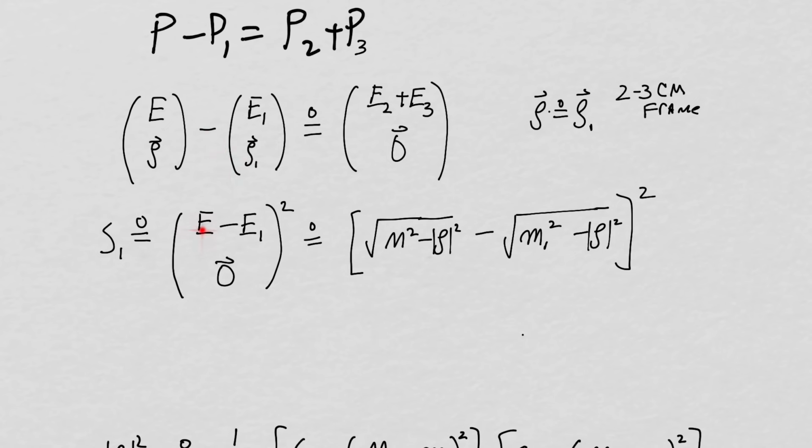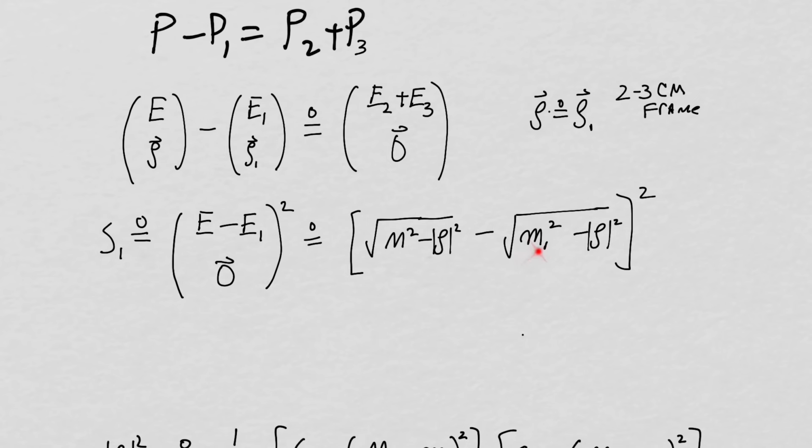And so now I can write E minus E1 squared over 0. And this is super easy to calculate, right? I don't have a magnitude of 3-momentum term, right? If this was not 0, I would have to square this and subtract the magnitude of this 3-momentum squared, which I don't have to do now. So now I just take this minus this. But what is E for the parent particle? Well, it's the square root of the mass of the parent particle squared plus the magnitude of the 3-momentum squared of the parent particle.